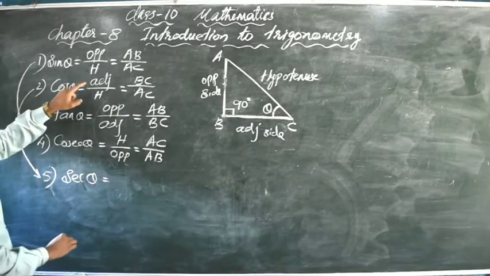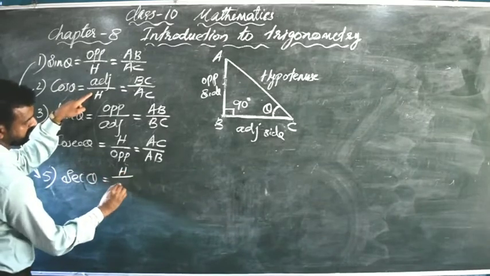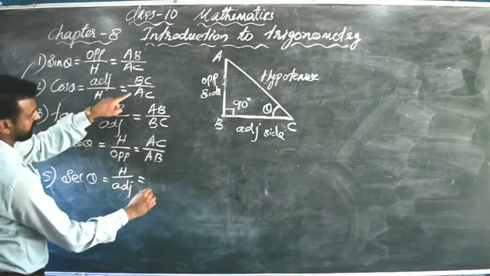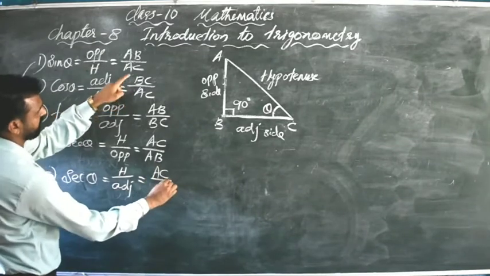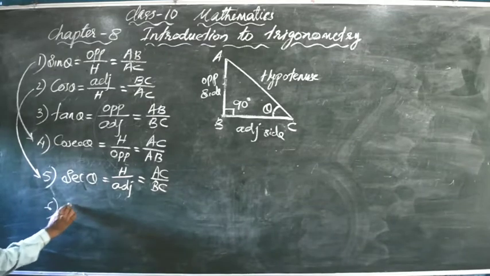Cos theta is adjacent divided by hypotenuse. So sec theta is equal to hypotenuse divided by adjacent side. That is equal to AC divided by BC. Then next, the sixth one is cot theta.